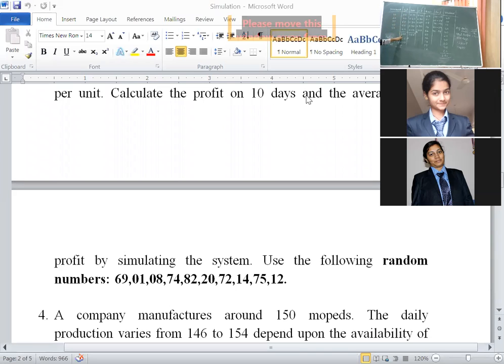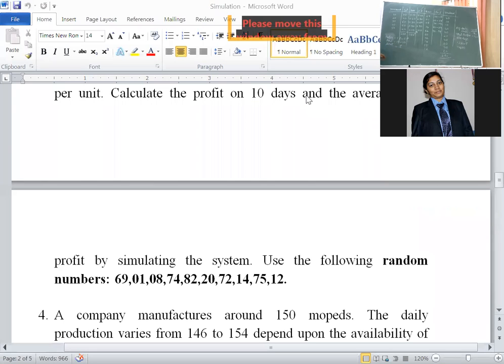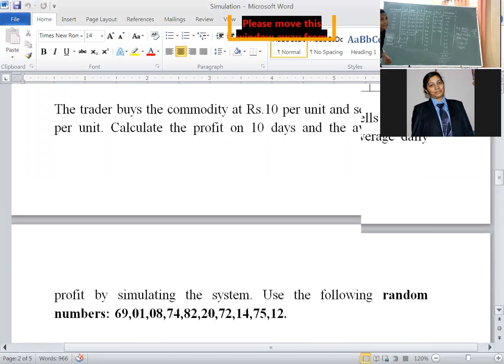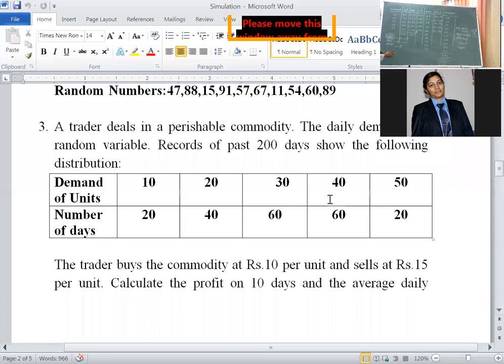In the problem itself we have 200, from the records of the past 200 days showing the following distribution. Then calculate probabilities. The formula is the corresponding value upon the total frequency: 20 upon 200, 40 upon 200, 60 upon 200, 60 upon 200, 20 upon 200. If you add these, the total probability is equal to 1.